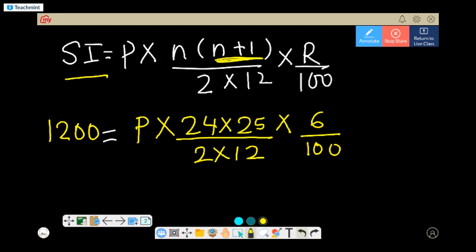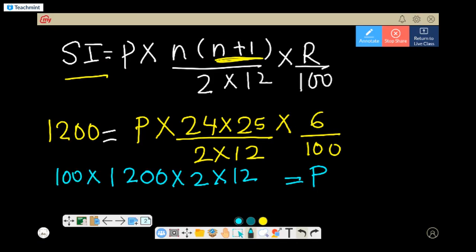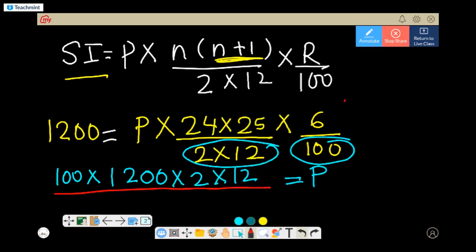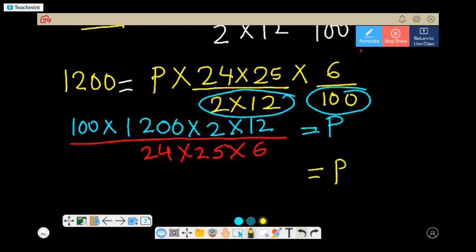Now you need to find the P. Let the P be on the right side and shift all the other numbers to the left side. All the denominators will go to the top, and all the top numbers will go to the denominator. So it will be like this. 1200 will get multiplied with 2, 12, and that 100 which I'm writing later on the left side. These numbers will go on the top. Then 24, 25, and that 6 will go to the denominator. Now do the calculation and tell me what is the value of P that you're getting.